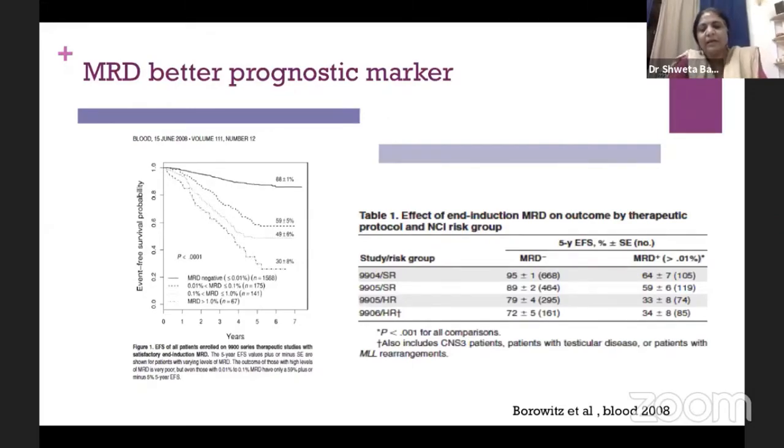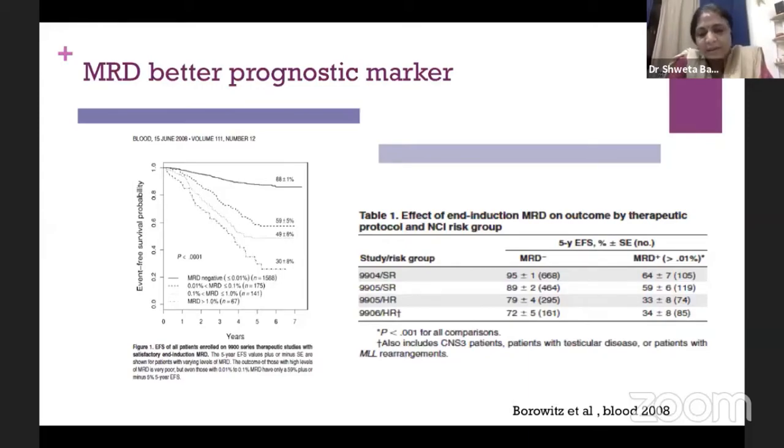Now, if you see MRD when it is considered with the NCI risk group, those patients who have standard risk but are MRD negative have 95% survival. But if they are MRD positive, they have 64 plus or minus 7% survival. While in the case of high risk patients, those who are MRD negative have almost 80% survival, and those who are MRD positive have less than 40% survival.